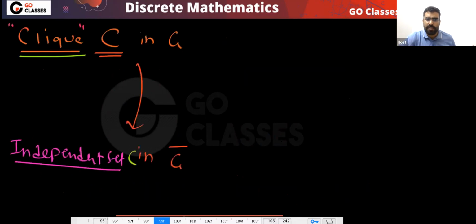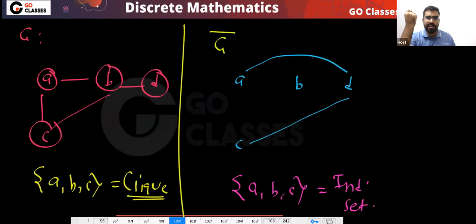Very simple. Finally, I can say if you have a clique C in G, then in G complement it will become an independent set. Similarly, if you have an independent set, then it will become a clique. Yes or no? Like here, you can notice that this BD is an independent set. In the complement, it will become a clique.